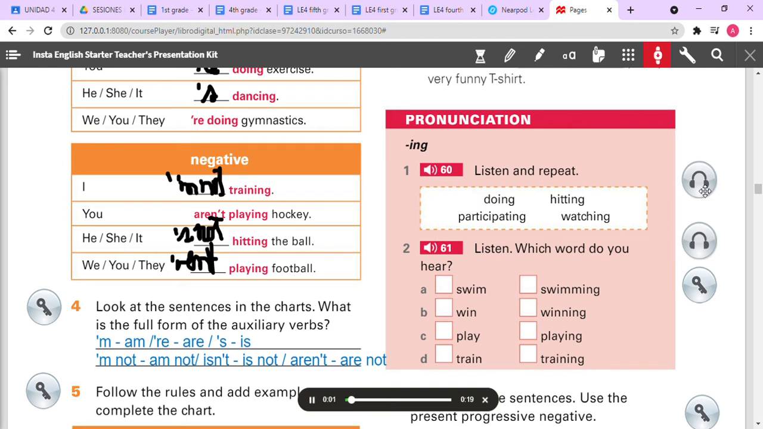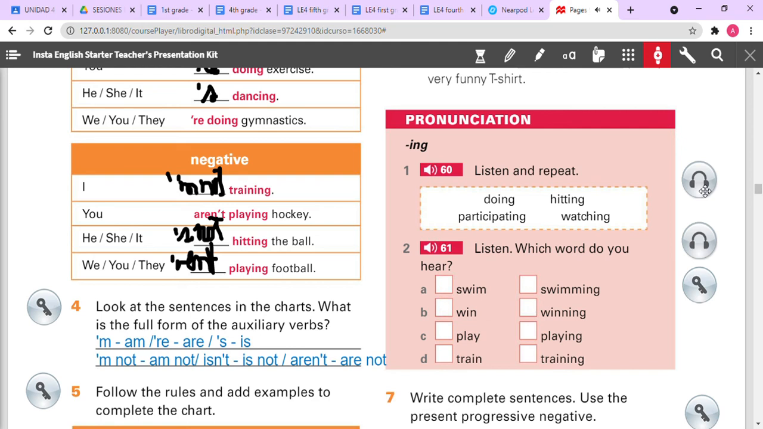Unit 6, Track 60, Pronunciation. Activity 1. Doing, hitting, participating, watching.